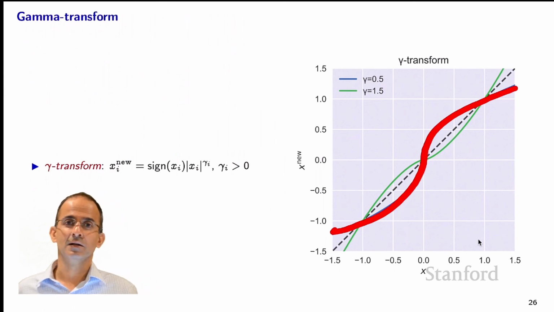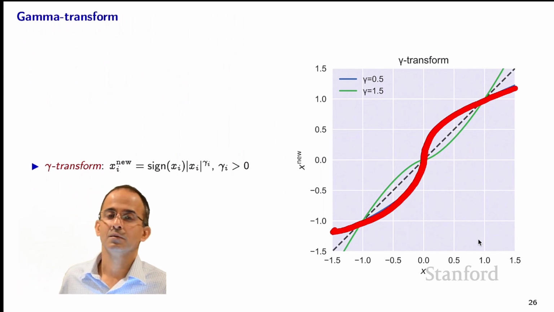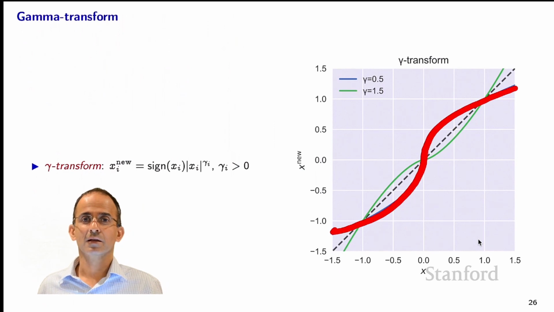Again, that's a justification, but it doesn't necessarily mean that if a feature has diminishing importance you should use the gamma transform. It's something reasonable to try, particularly if you're using a linear predictor, but the only way to know whether it's better or not is to validate.